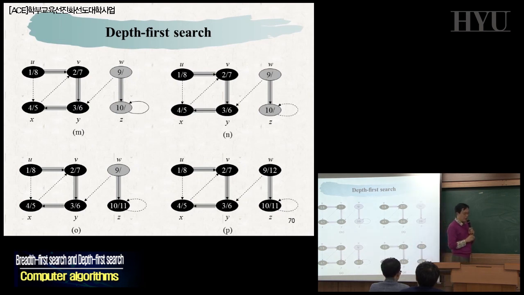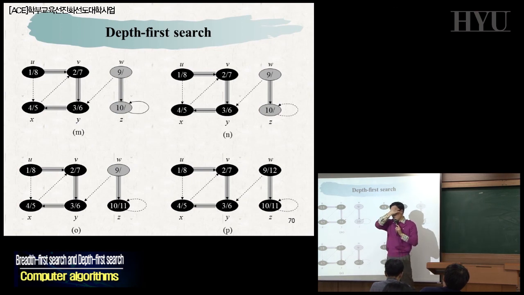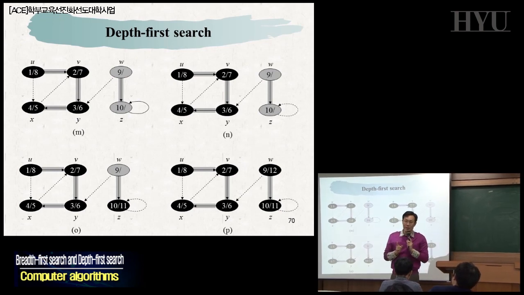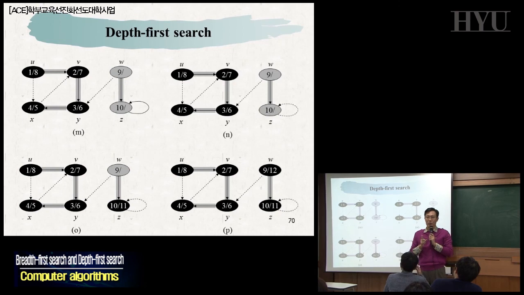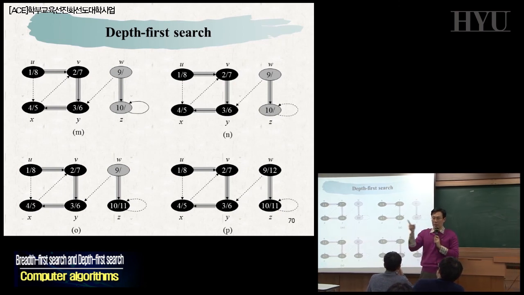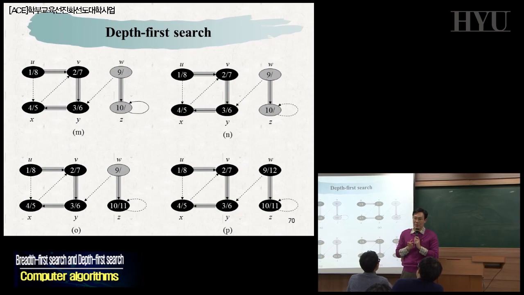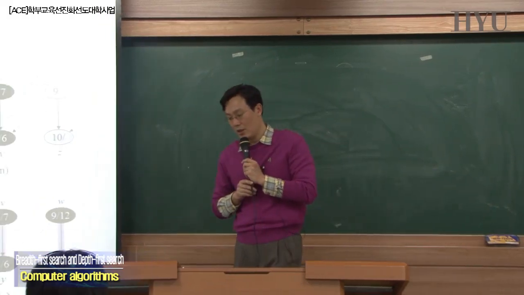Let me explain the use of timestamps on Friday. Okay, any questions? Okay, this is a DFS on a directed graph. In an undirected graph, we should visit both directions. That's the only difference. Okay, see you on Friday.